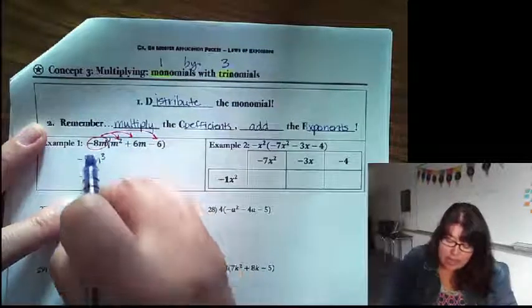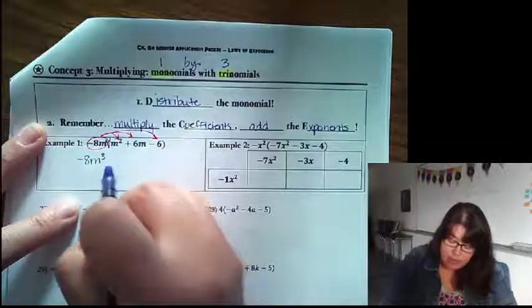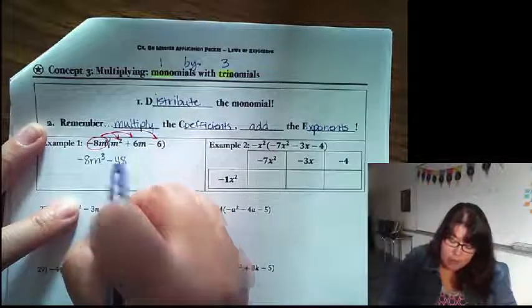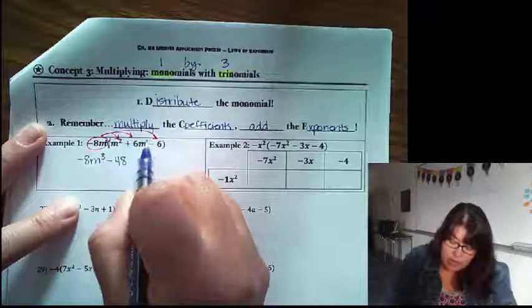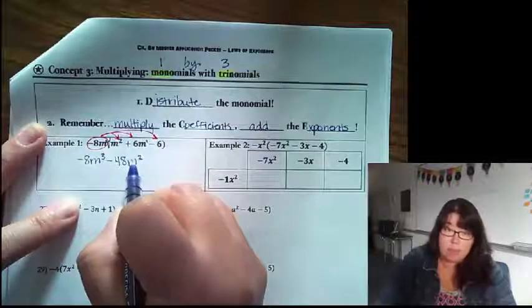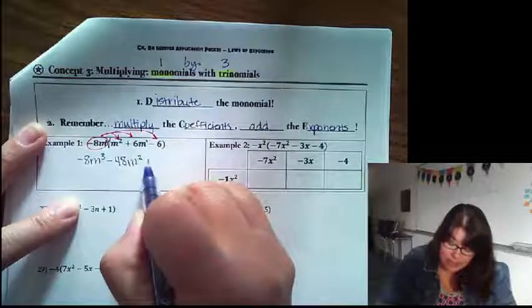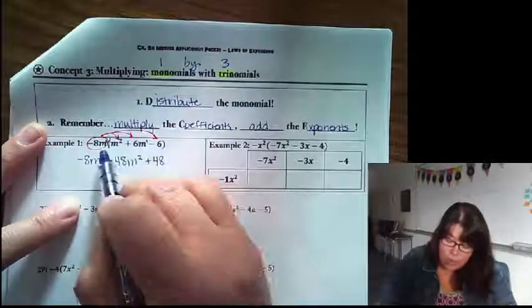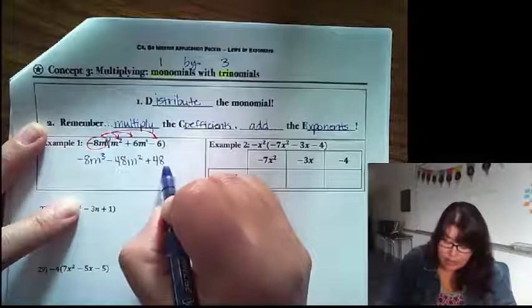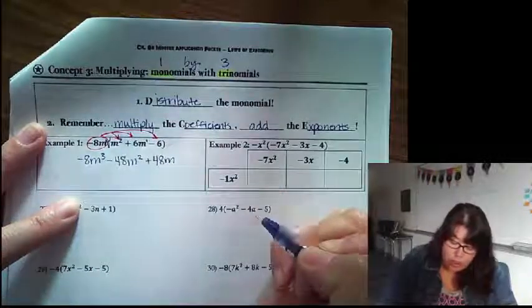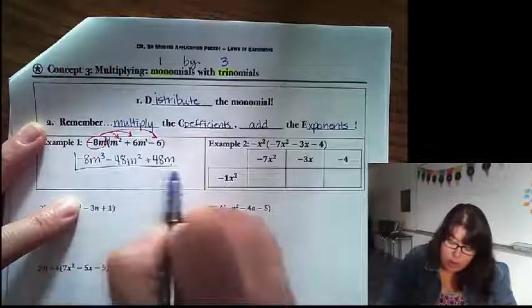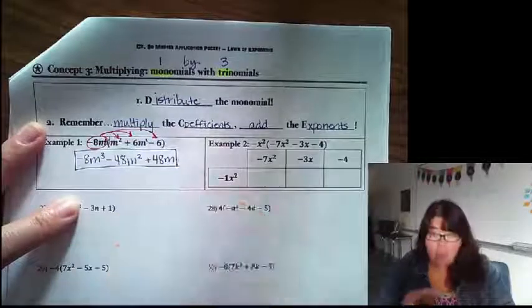Then negative 8 times positive 6 gives me negative 48. M to the 1 times m to the 1 gives me m squared when I add the exponents. And then negative 8 times negative 6 gives me positive 48 this time. And m to the 1 times nothing there is just m to the 1. So we've distributed the monomial to all parts of the trinomial and we're done.